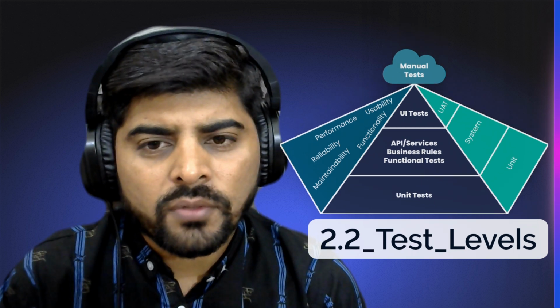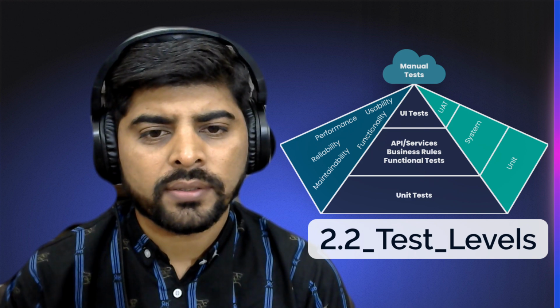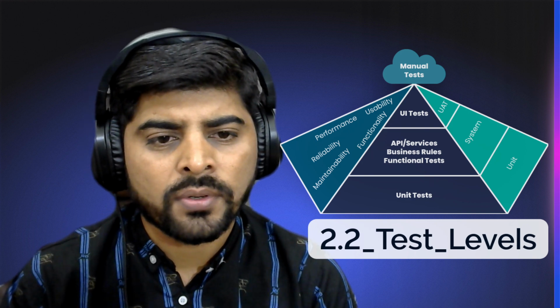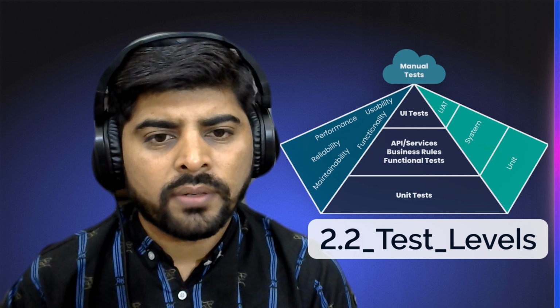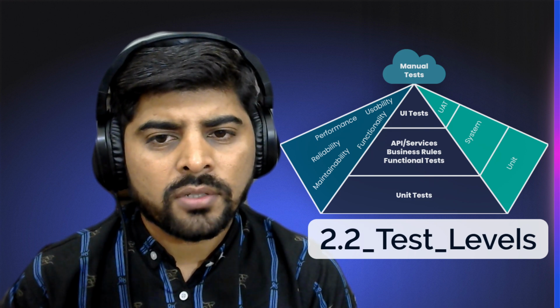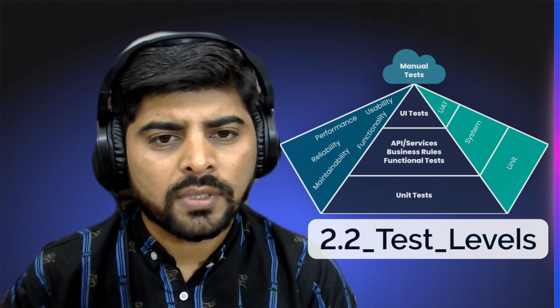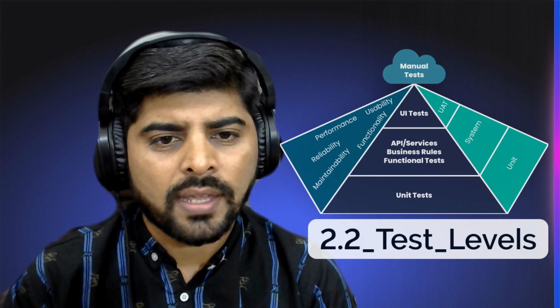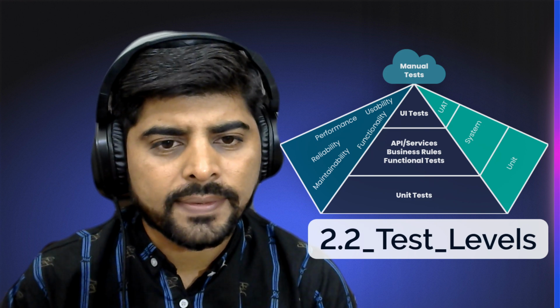Welcome to another session. We are in chapter 2 and section 2.2 is about test levels. In the test level, we make sure that we have achieved the desired quality in each test level. In the bottom, we have unit tests.